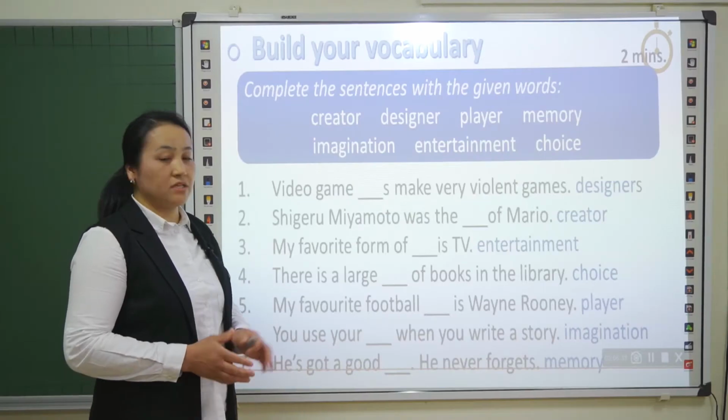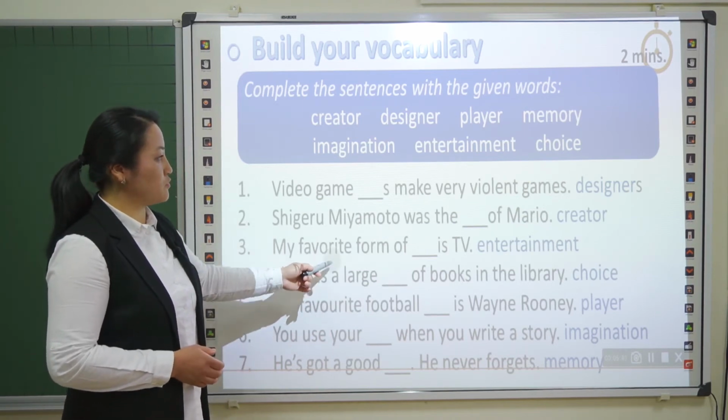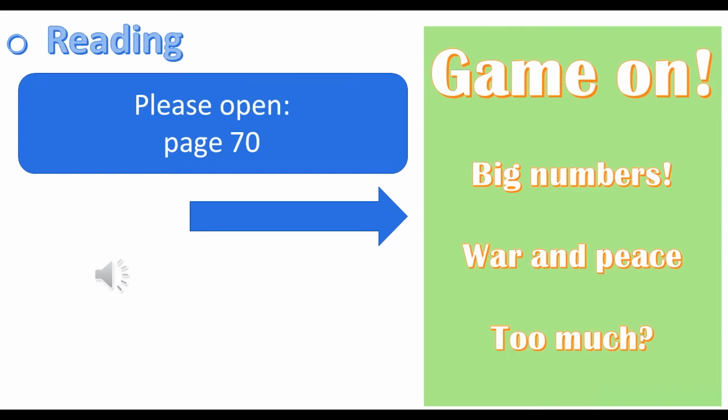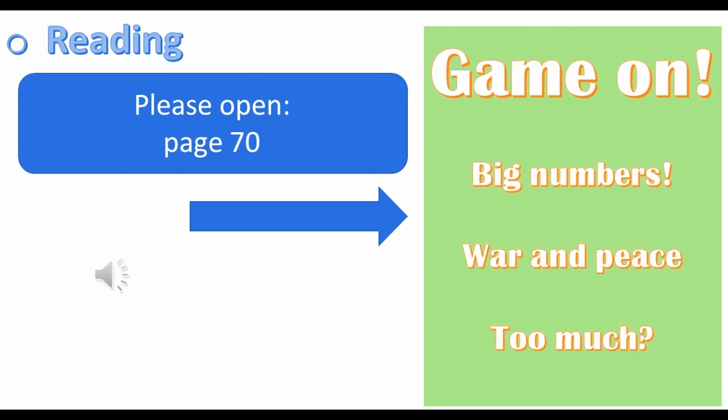I think you have similar answers. If not, please correct it. Let's move. Now listen to the sound and try to guess the topic of today's reading part. I think you've guessed. Yes, right you are. The text is about video games, so the title is Game On, and there are 3 paragraphs: Big numbers, War and peace, and Too much.